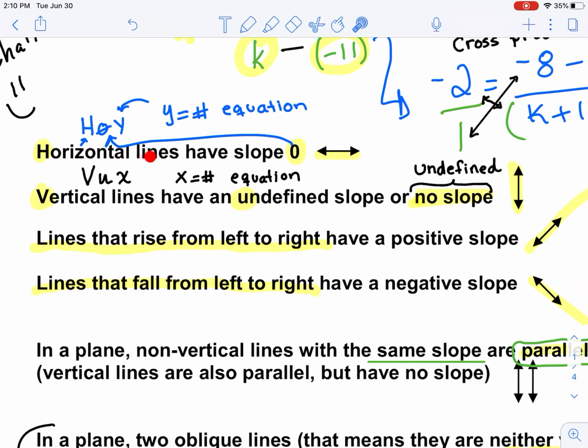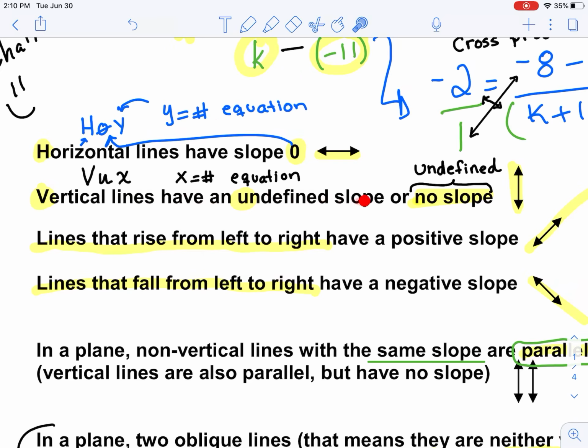So here we go. Horizontal lines have a slope of 0. So here's your horizontal line, slope is 0. This is kind of where my HOI comes in. It's an acronym to help me remember that horizontal lines have a 0 slope, and the type of equation is like a y equals a number equation.